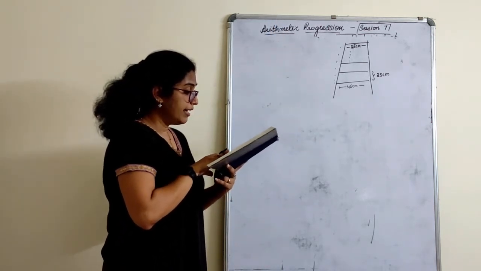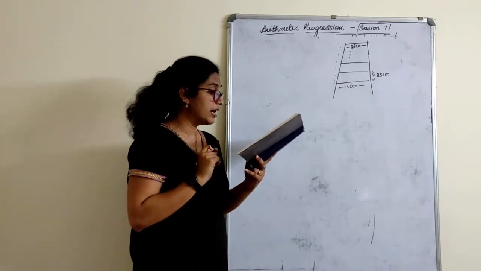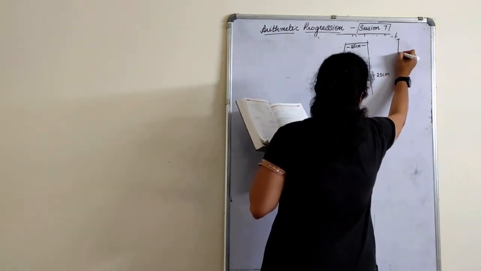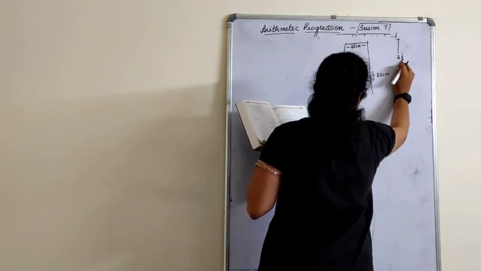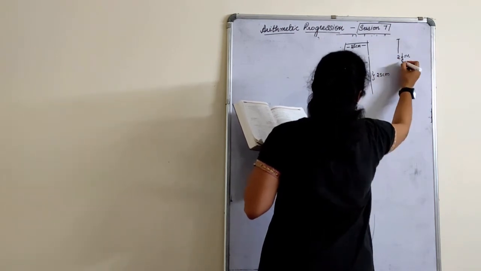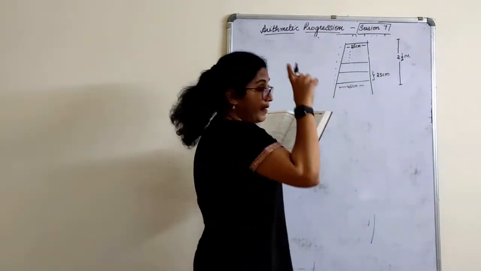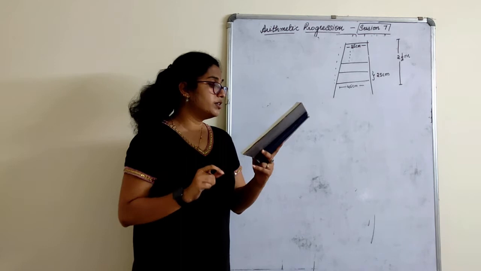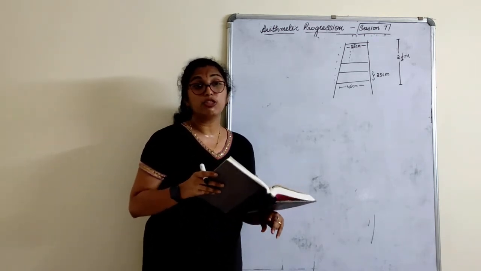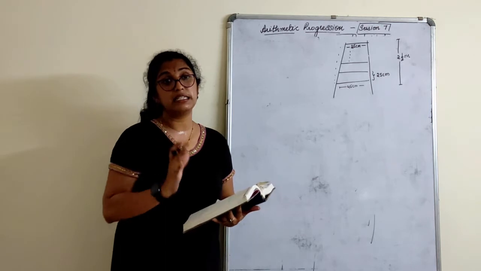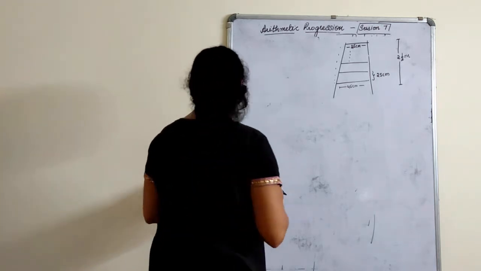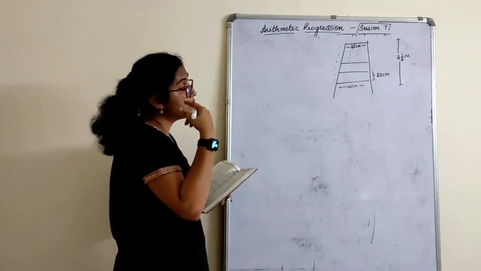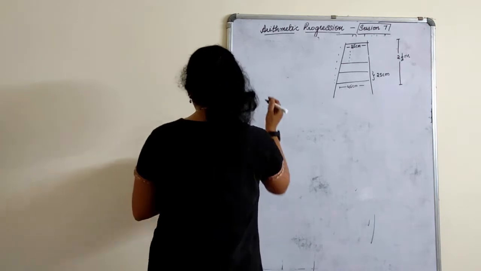If the top and bottom rungs are 2.5 meter apart, children, don't get confused. The whole question is in centimeter. If the top and bottom rungs are 2.5 meter apart, what is the length of wood required for the rungs? Length of total wood required is Sn, what we have to find. So first of all, everything is in centimeter. Let us convert that distance from the top rung to the bottom rung into centimeter.